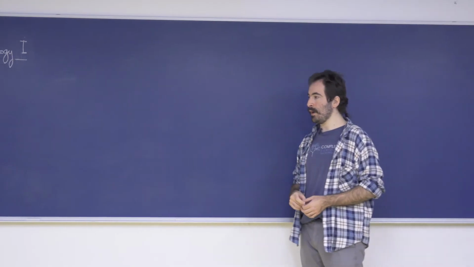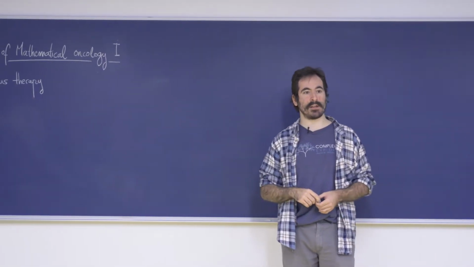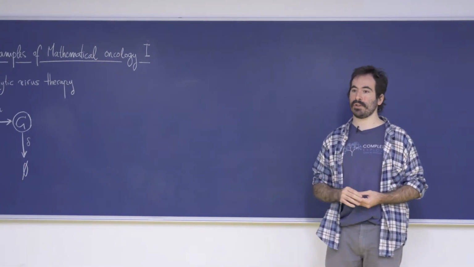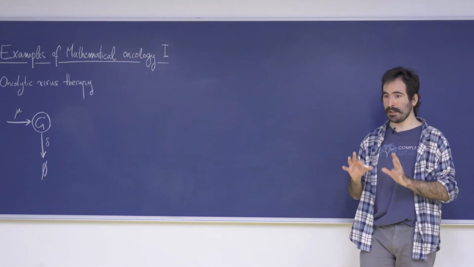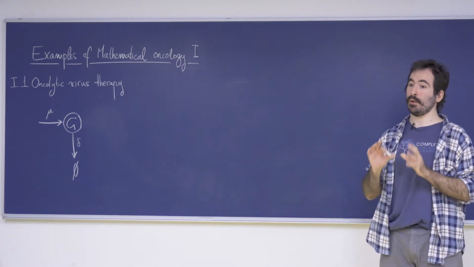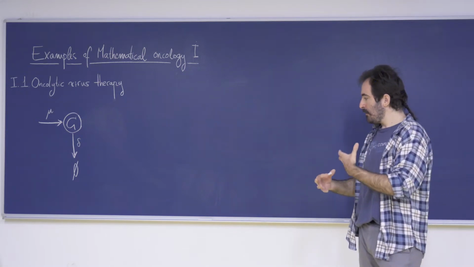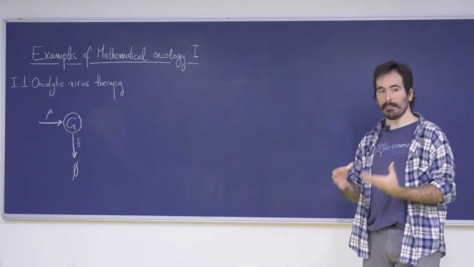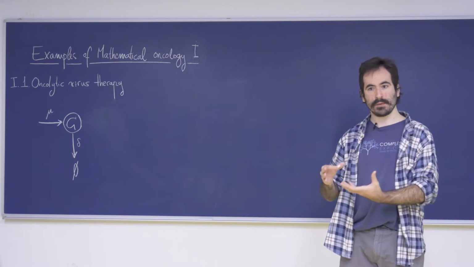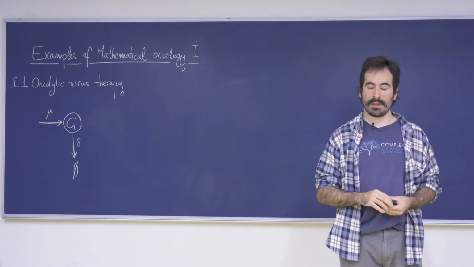Okay, so welcome everyone to this lecture on some examples of dynamical systems applied to biological problems. In this series of examples, we're going to take a look at particular problems in mathematical oncology. So we're going to develop very simple models that apply to different therapy scenarios for mathematical oncology, for cancer cells, and how to deal with them.